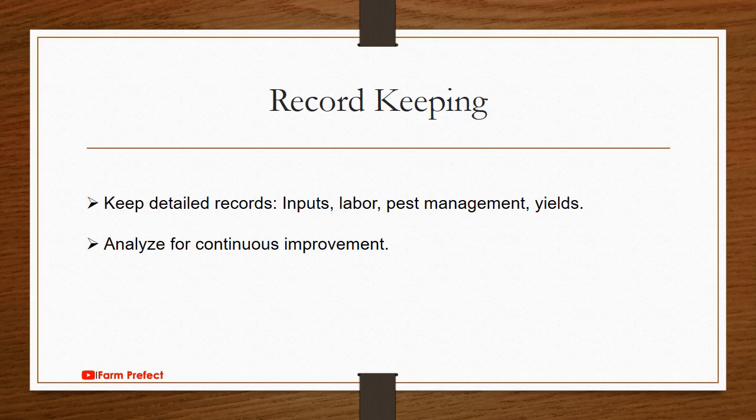Now, record keeping is very important. Yes, if you are doing this as a business, then you should have a record. But if you are just doing it to feed your family, then that is it. Keep detailed records of input, labor, pest management, yields, and the chemicals you have used. Then analyze for continuous improvement. Always compare your records and see if you are making a profit or a loss, and what you can improve on.